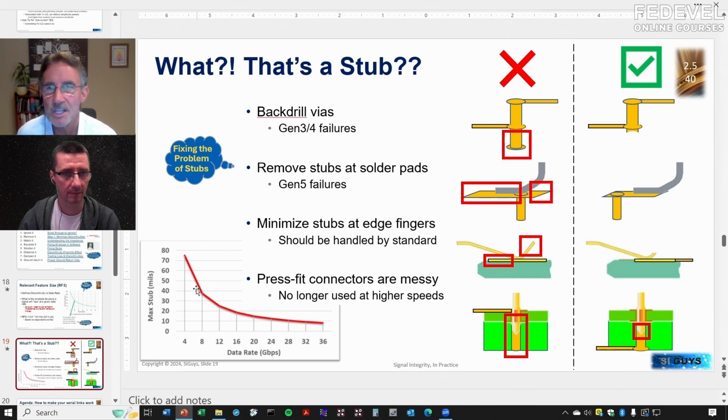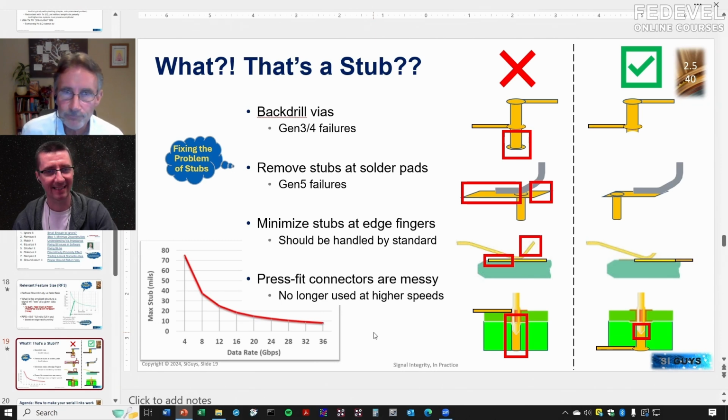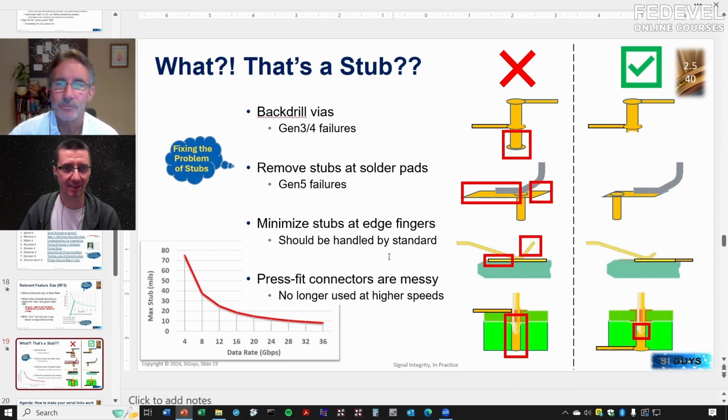So this chart over here, Eric Bogatin defined this long ago. This is telling you how long a stub you can have at different data rates. Again, frequency is half the number on the x-axis. And the last one is exactly what I was thinking about, because many times you have these PCI Express slots, and on some of them you still could see the pins coming through the board out, and I was like, how is this going to work?